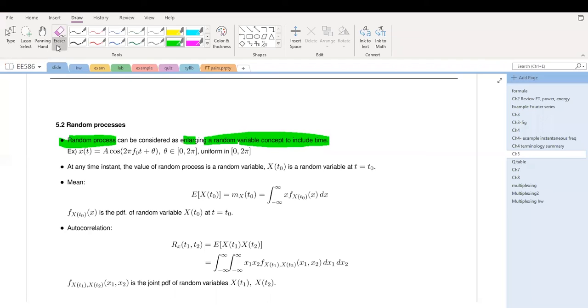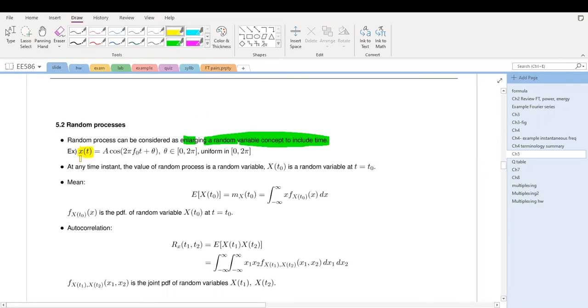In this video, we look at the random process. The random process involves random variables and time. So there are two variables there. One is random variables, another variable is time.